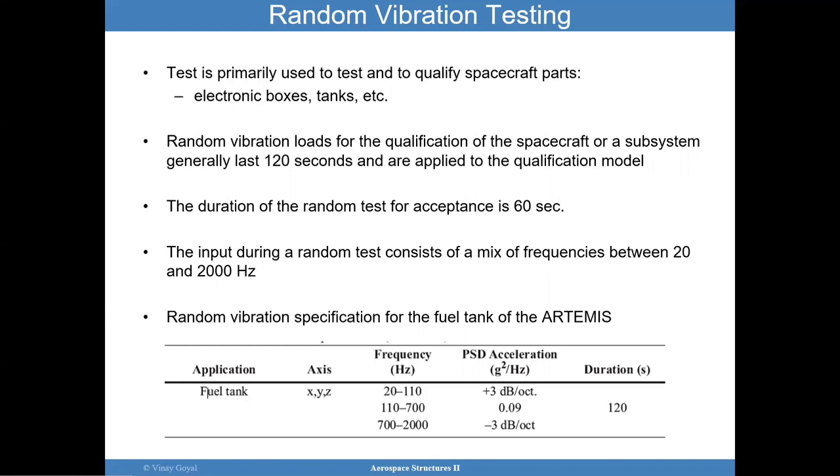The input during a random test usually will mix frequencies between 20 and 2000 hertz. Here's an example of a fuel tank which was subject to these 20 to 2000 hertz with a spec that was provided. In this case, it is the Artemis fuel tank. And then this is the duration, 2 minutes.